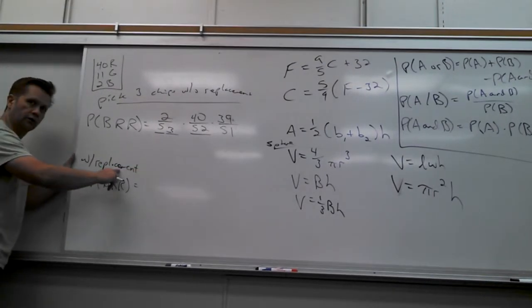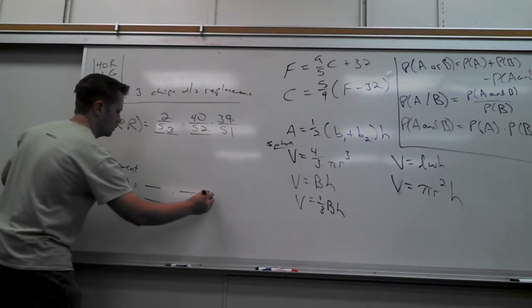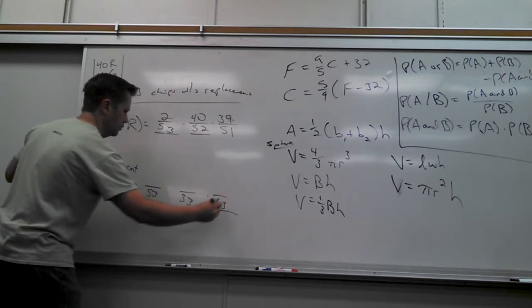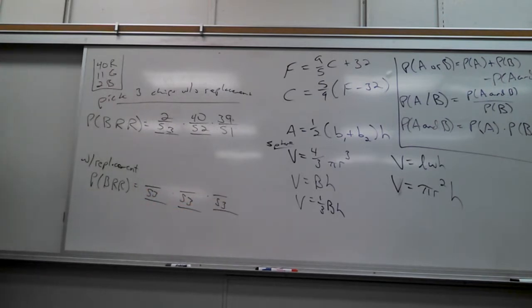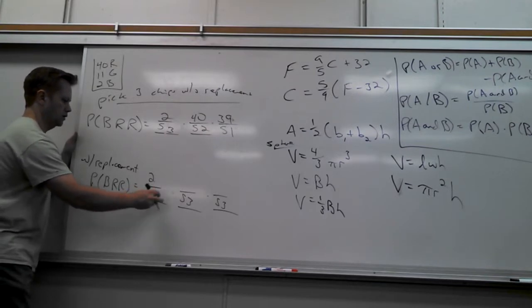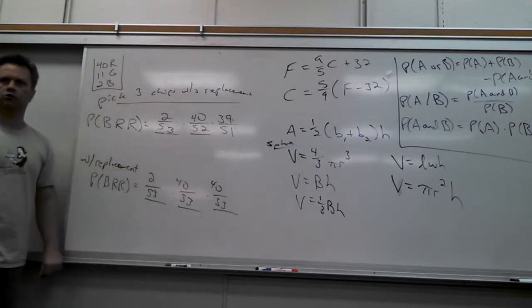So if it's with replacement, every single denominator is going to be what? 53, because it doesn't change. As you go through, you haven't changed it. You put it back in. So there's always 53 for the next chip. So how many blue chips for the first one? 2. And then there's still 40 red chips, and then you put that back in, so there's still 40 red chips.